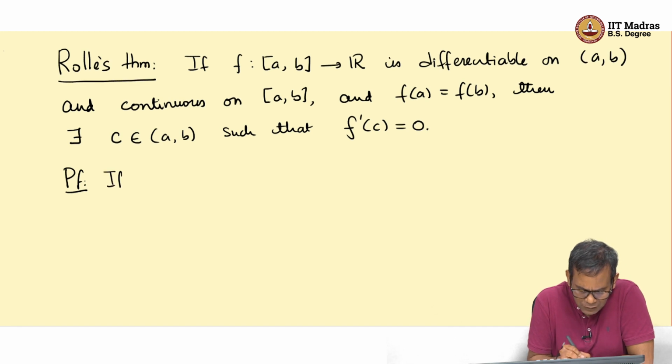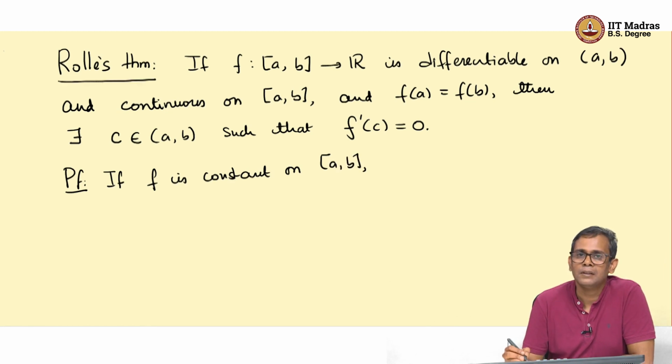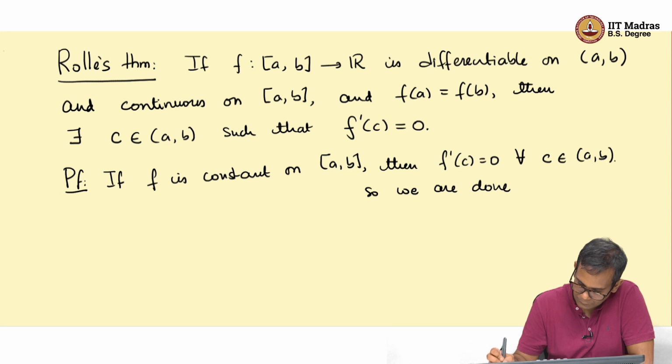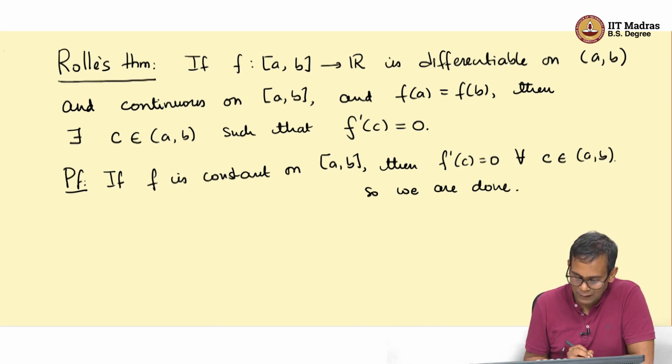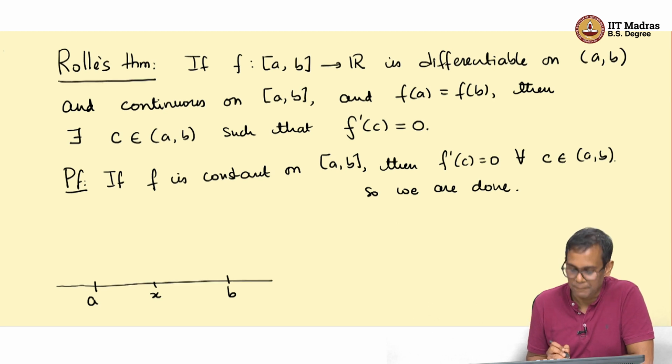So, what if f is constant on [a, b]? If f is constant on [a, b], then we are done, right? Because the derivative at every point between a and b will be 0. Okay, so now we need to worry about the case where f is not constant on [a, b]. So, let us just draw the graph of the function. So, we have here a, we have b, and there is some point x in between where the value of the function is not equal to f(a) or f(b).